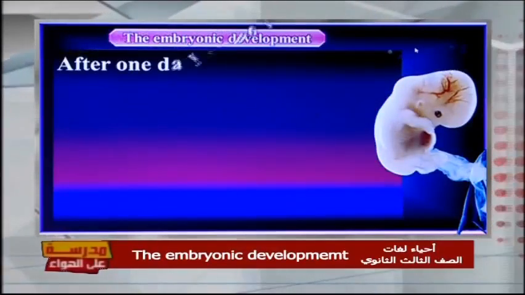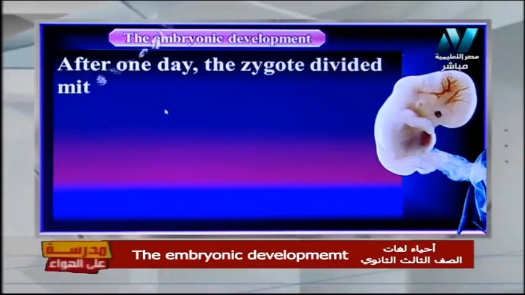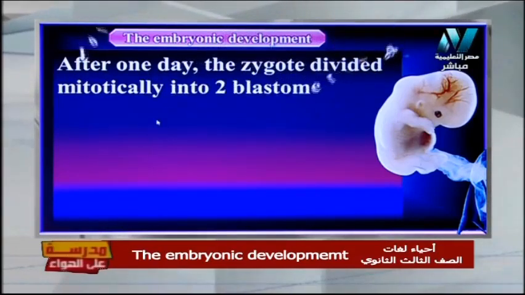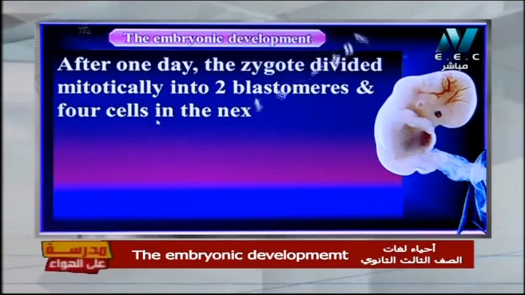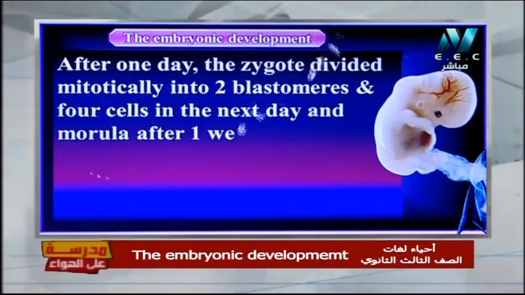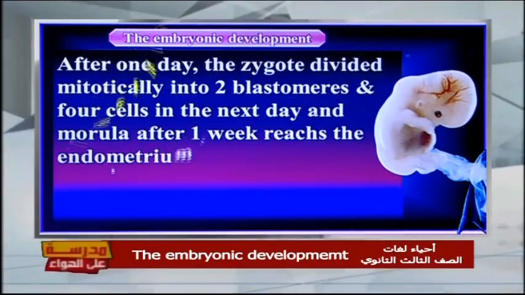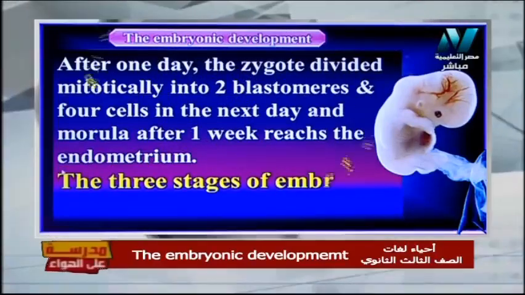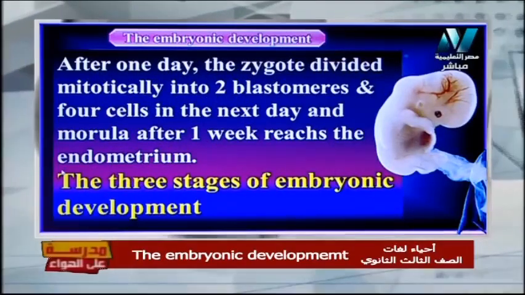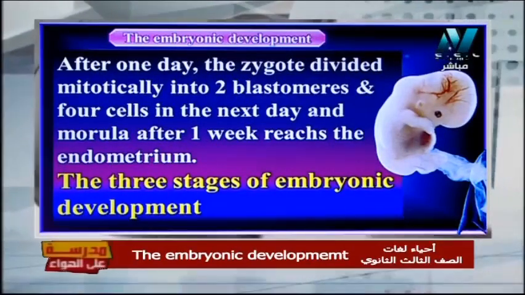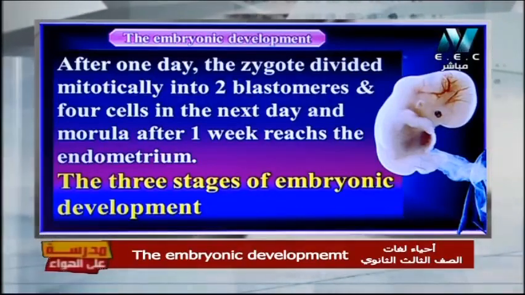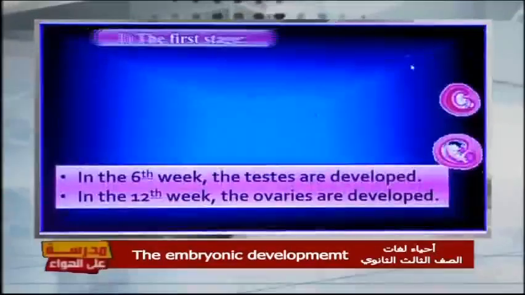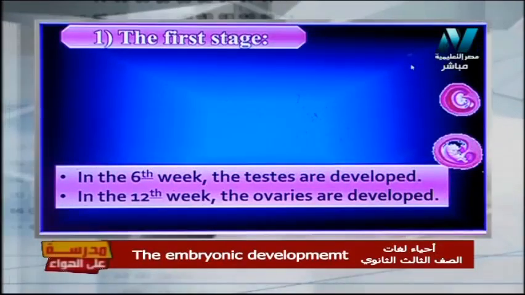يبقى بدينا الامبريونيك ديفلوبمنت ان احنا قلنا ان after 1 day the zygote divided mitotically into 2 blastomeres and the 4 cells in the next day. The morula after 1 week reach the endometrium inside the uterus and the 3 stages of the embryonic development start. يبقى هو في 9 months هنقسمهم ل 3 stages، يبقى كل stage هتبقى 3 months.